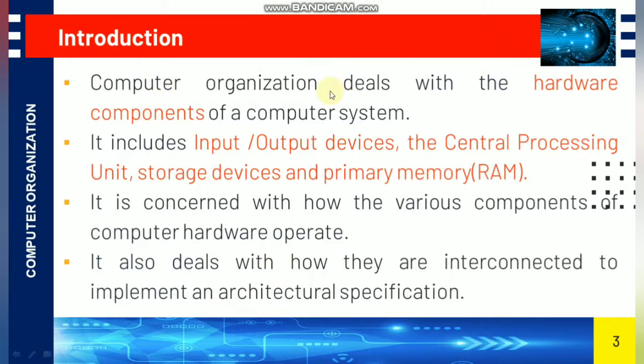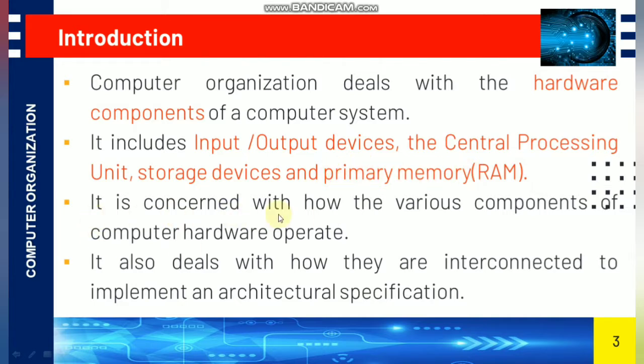The computer organization deals with the hardware components of a computer system. I suppose you know what all the hardware components are. For example, it includes input and output devices, the central processing unit, storage devices, and primary memory. This primary memory is called RAM. RAM is random access memory, which is also called your primary memory.